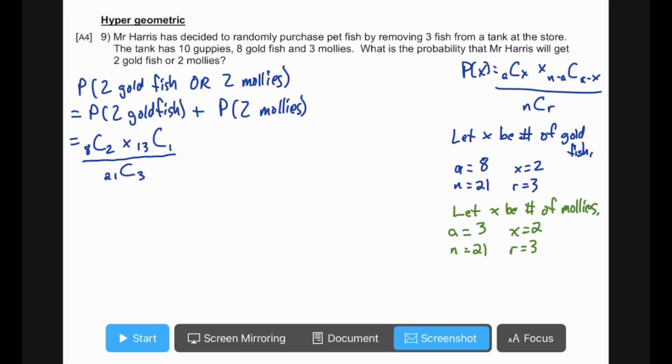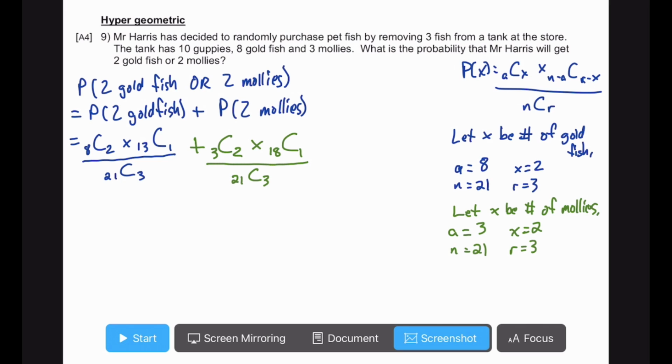So let's plug our numbers into our wonderful hypergeometric probability equation here. So it's plus A choose X, so A is 3 mollies in the tank, and we want to try to choose 2, times how many fish are left in the tank. 21 minus 3 is 18. Choose, so out of those 18 remaining fish, we're choosing 1 to have our total of 3. And once again on the bottom, how many different ways are there to choose fish from this tank? There are 21 fish, and we are choosing 3.